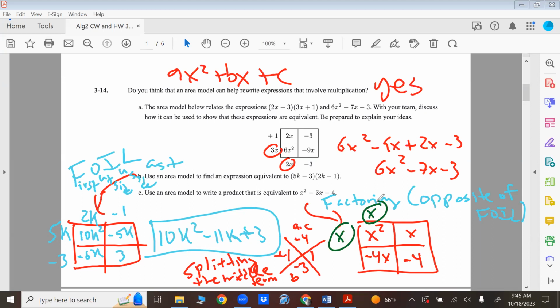What would you multiply to x to get x? What would you put over here? X times what gets you x? 1. Let's look over here. X times what gets you -4x? And just to check, what's -4 times 1? -4. So now we have a factor: x minus 4, x plus 1.